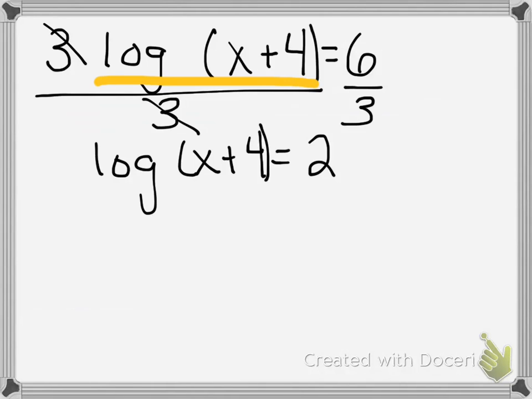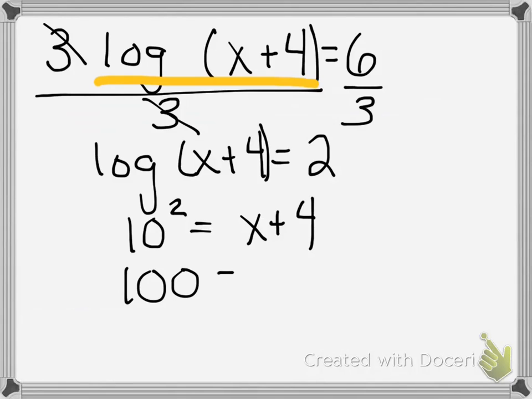The next step, it said, was to rewrite in exponential form. So this is a base 10, so this is really 10 to the second power equals x plus 4. And at this point, it just becomes a basic algebra problem. So this is 100 equals x plus 4. Subtract 4 from both sides, and you get x equals 96.